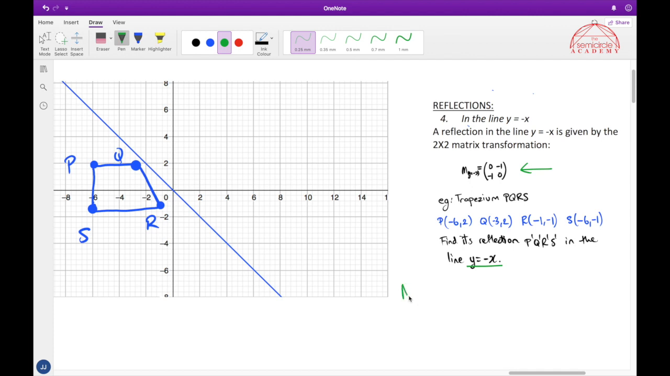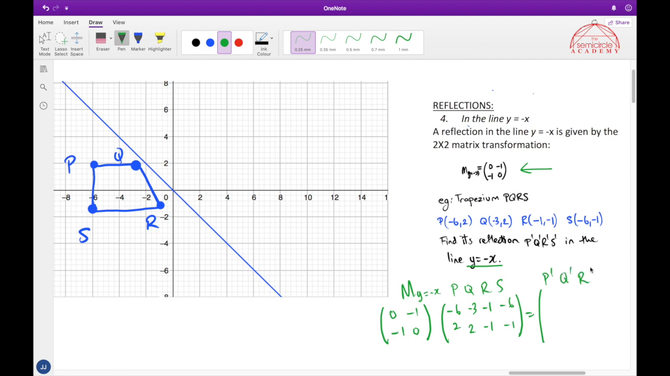So first, we will put our transformation, the m of y is equal to negative x, and that transformation is 0, negative 1, negative 1, 0. And we're going to multiply that by our object PQRS. So PQRS, the trapezium, P is negative 6, 2. Q is negative 3, 2. R is negative 1, negative 1. And S is negative 6, negative 1. And hopefully, if we do this multiplication correctly, we should get P prime, Q prime, R prime, and S prime. So pause the video, do this multiplication, and see if you get the image.